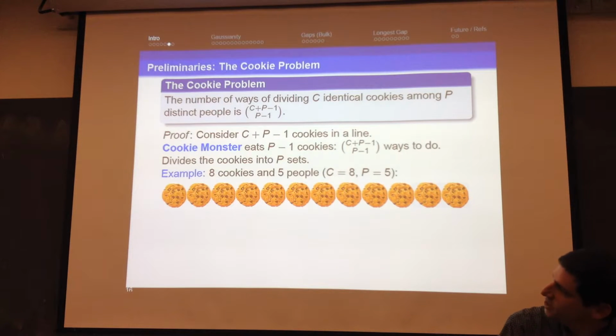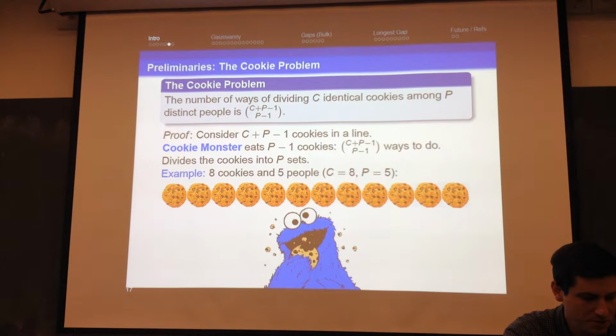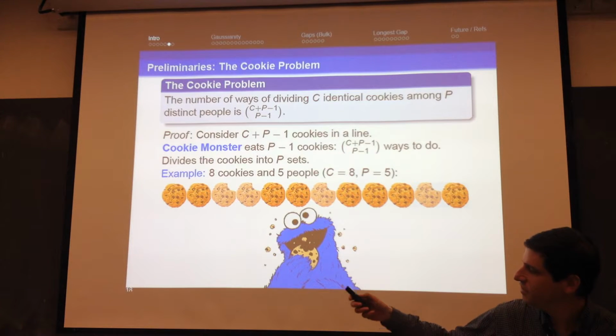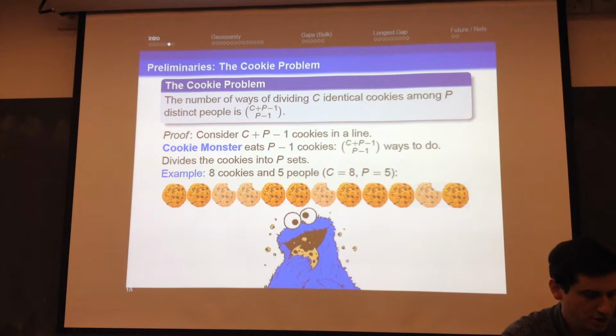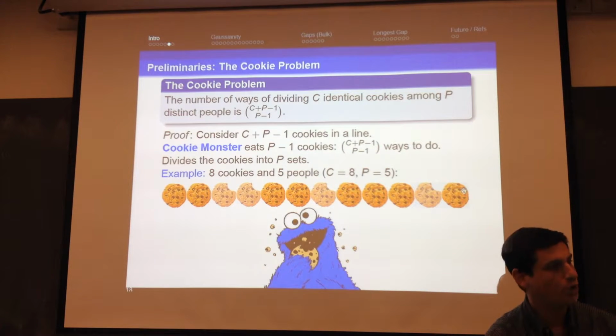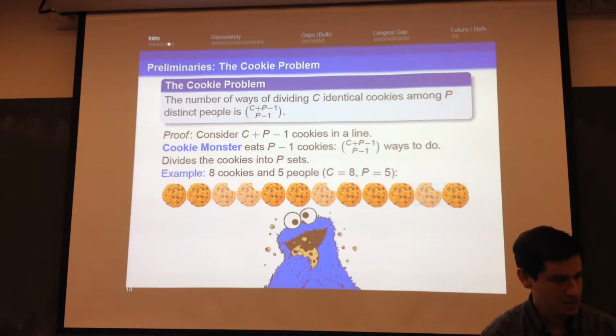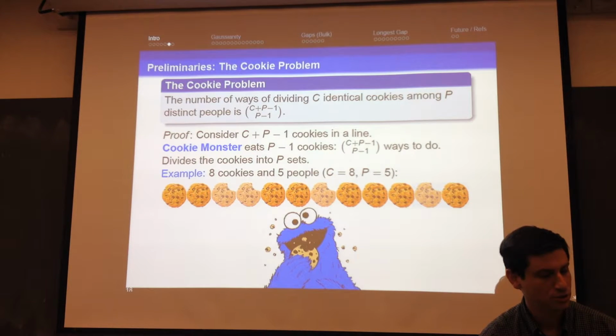So if you want, imagine we have 8 cookies and 5 people. Cookie Monster comes and eats 4 cookies. Then everything up to the first cookie goes to person 1, so they get 2 cookies, 0, 2, 3, and 1. There's a one-to-one correspondence between the number of ways to choose P minus 1 cookies from C plus P minus 1 and the number of ways of dividing C identical cookies among P distinct people.